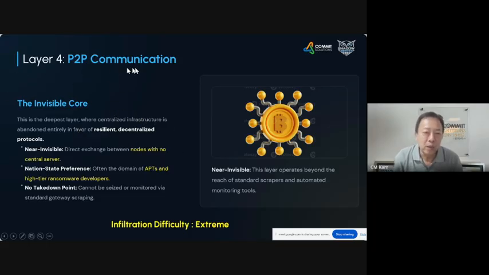Besides that, the P2P communication also involves things like, when any system is infiltrated by malware or by info stealers, the kind of malware, right? They need to send it somewhere. That's where the point-to-point communication comes in.